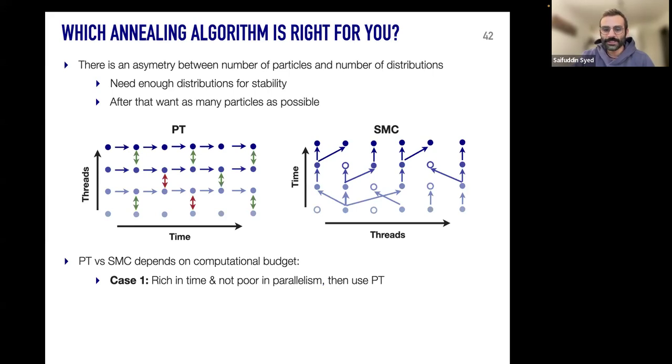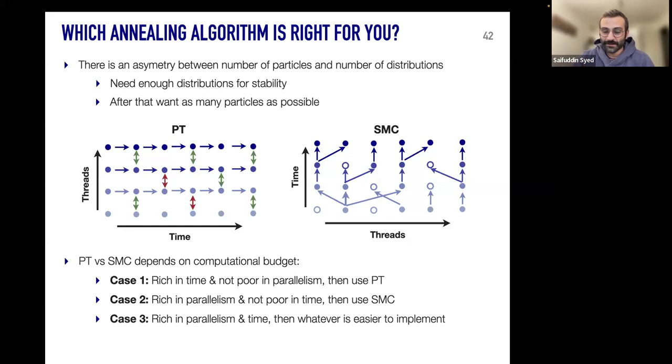In particular, if you're rich in time and not poor in parallelism, then you should use parallel tempering, because time, remember, corresponds to how many particles you have, and you need to have enough parallel distributions in order to achieve stability. If you're rich in parallelism but poor in time, then SMC samplers turn out to be the right thing to do. If you're rich in both parallelism and time, it doesn't matter. At least for normalizing constants, they're both going to give you the same results. So pick whichever one is algorithmically easier to implement.